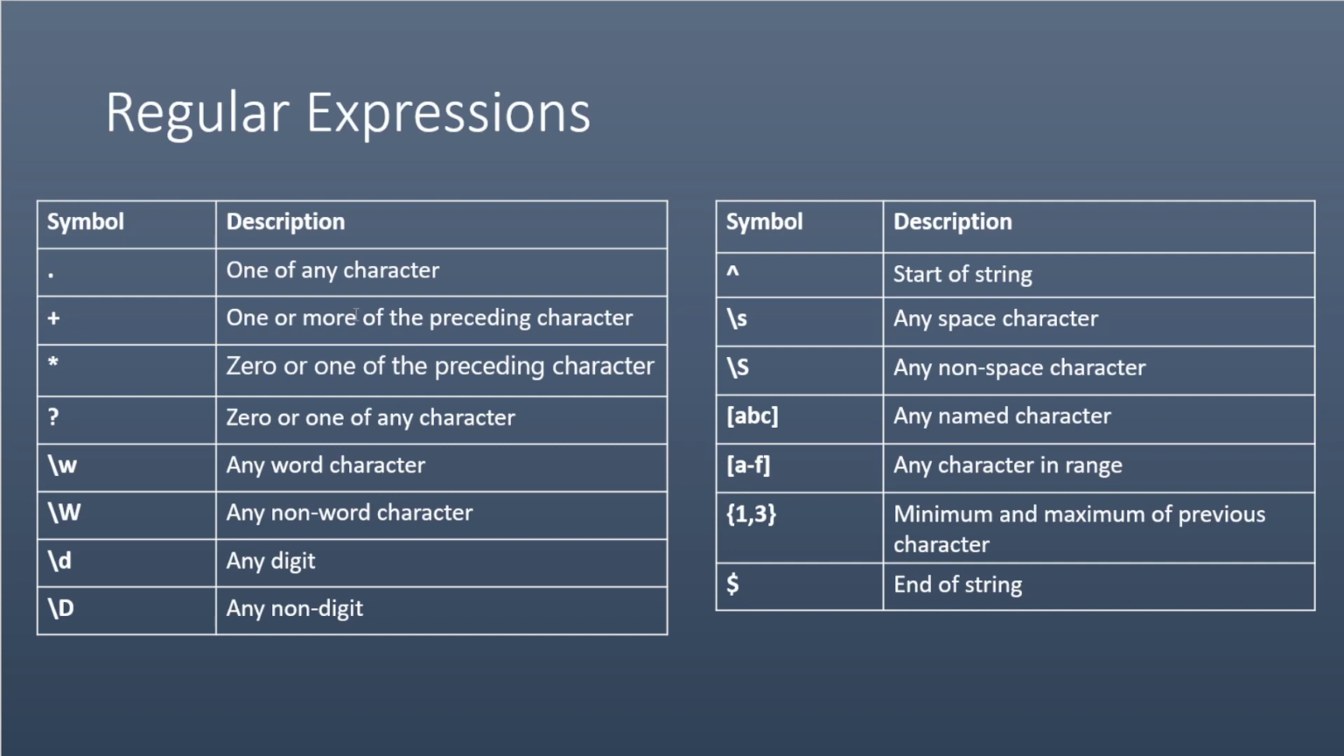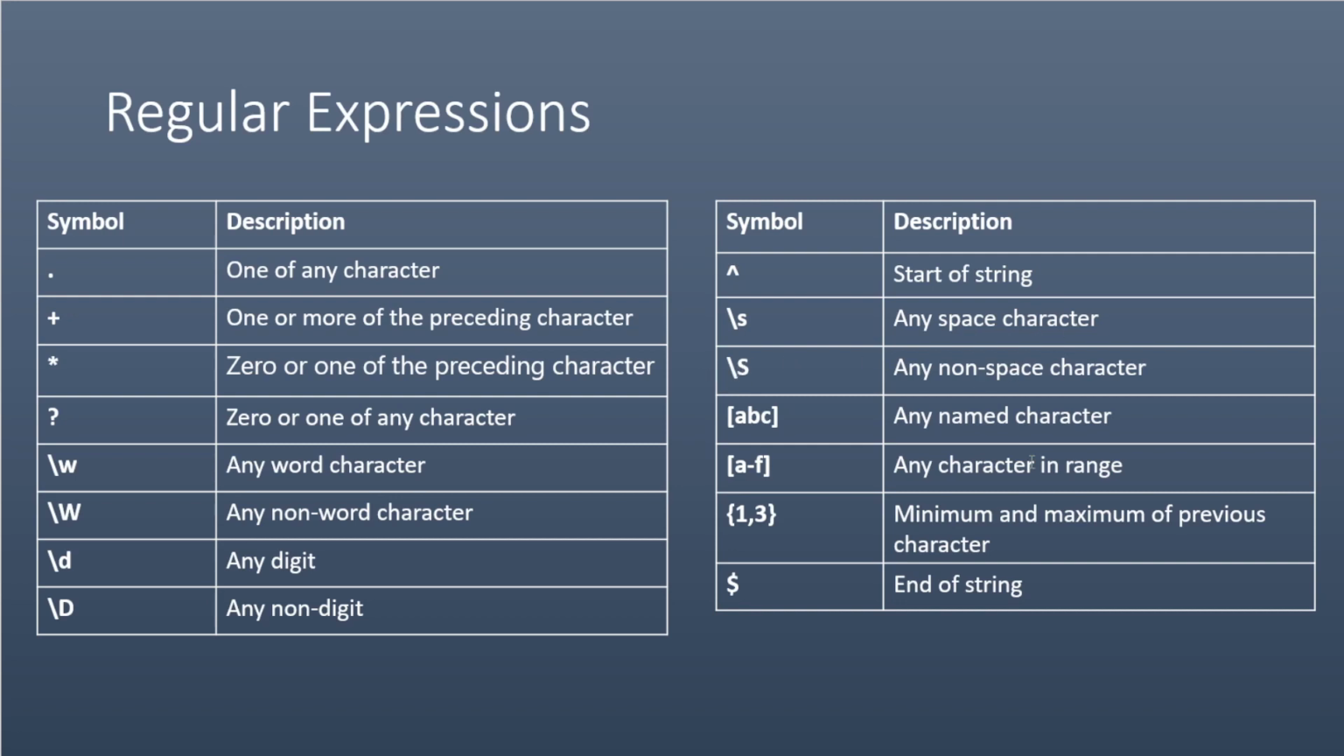And then a plus sign, one or more of the preceding character, an asterisk, 0 or 1 of the preceding character, question mark, 0 or 1 of any character, a backslash and a little w, any word character, backslash capital W, any non-word character, little d for digit, capital D for non-digit. Over on this side, you have the caret. That's Shift 6 on your keyboard. I think that's called a caret. Start of string. A backslash little s for space character.